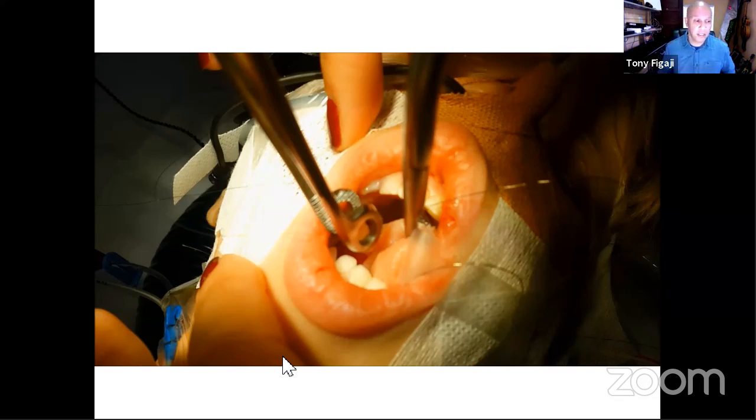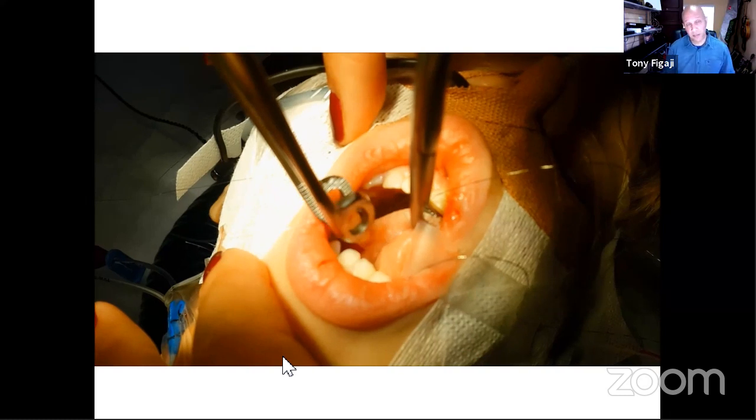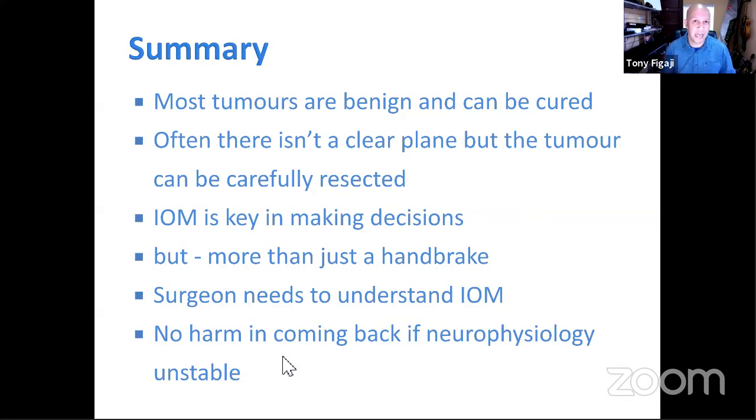So in summary, in children, most tumors are benign and they can be cured. They're usually astrocytomas. Often there isn't a clear plane, but the tumor nevertheless can be carefully resected. And a key aspect of this, as I said, is having a sense, and unfortunately that has to come with experience, of what is normal, what's normal cord, what's the gliotic plane, and what's tumor. For us, and I think many centers all over the world, intraoperative neurophysiology is key in making decisions. And I think this is one of the best indications for the use of intraoperative neurophysiology.